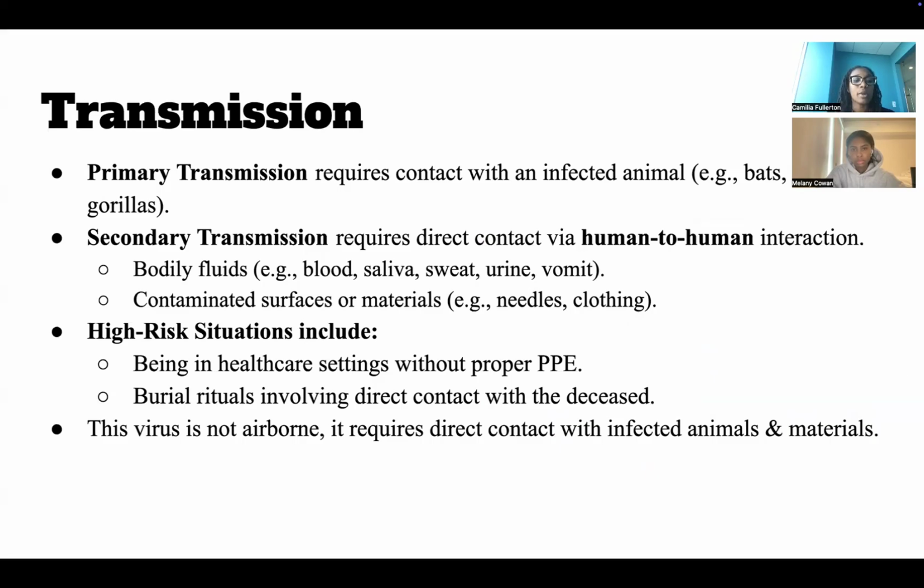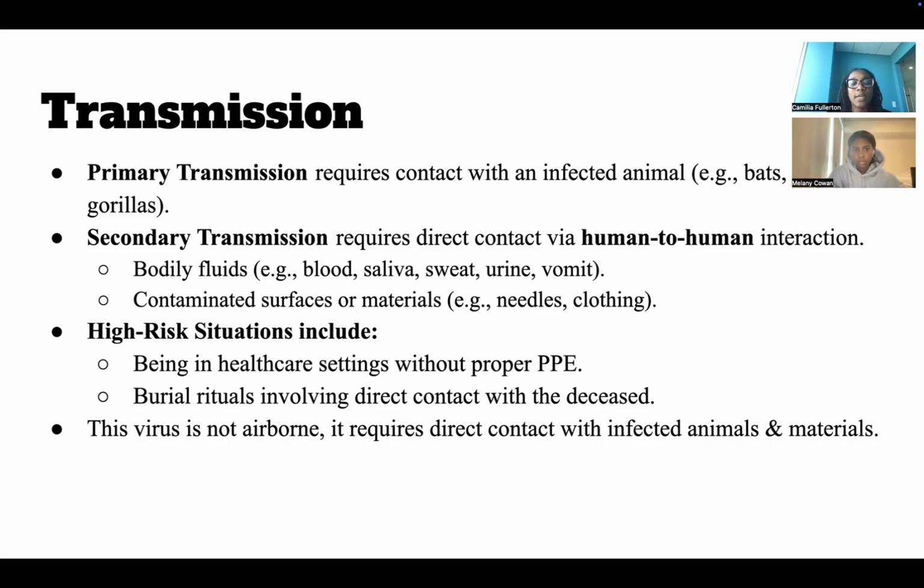Transmission. Primary transmission modes require contact with infected animals, like bats, monkeys, gorillas, and in those kinds of areas, that's where you would get the primary transmission. Secondary transmission requires direct contact via human-to-human interactions, like bodily fluids such as blood, saliva, sweat, urine, vomit, and contaminated surfaces and materials like needles and clothing.